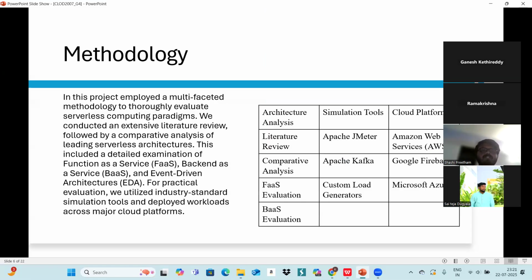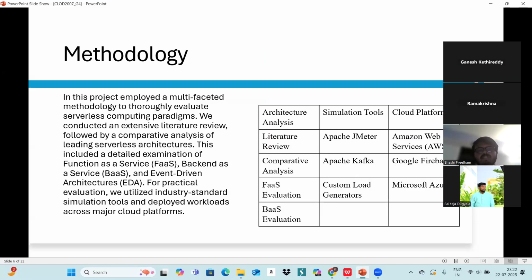My name is Sheshipeta. In this section, I will walk you through the methodology that is used in this research, followed by a deep dive into the implementation and key results, particularly focusing on execution latency, scalability, and operational cost. Let's start with the methodology.